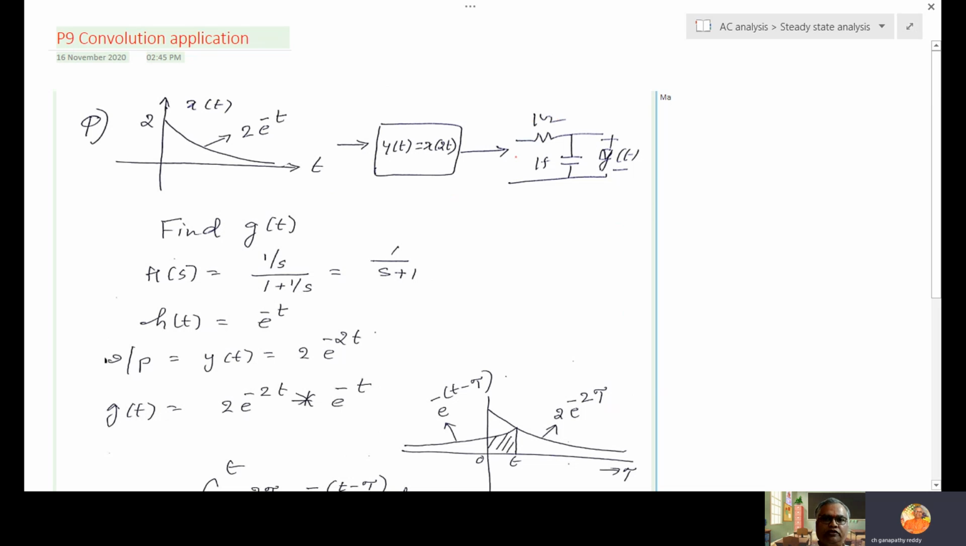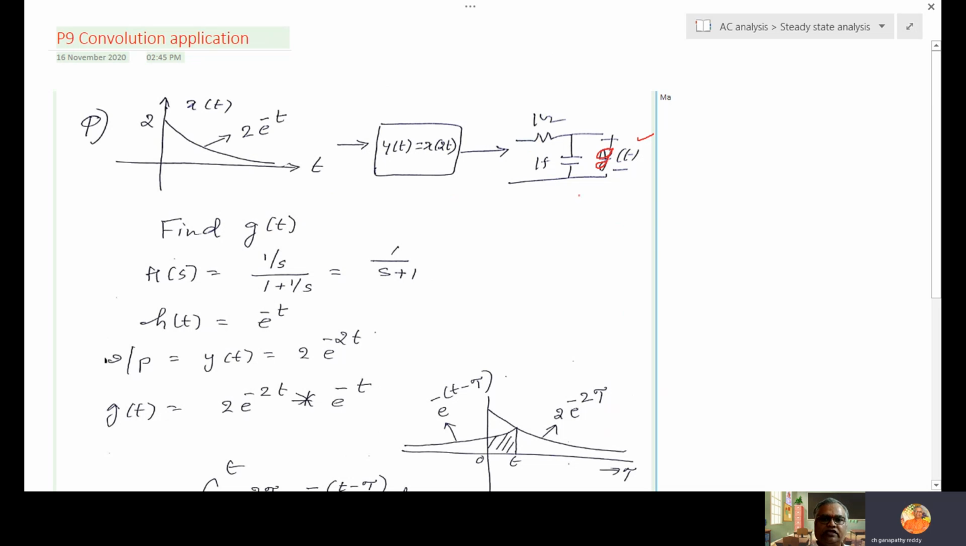What is the input applied to this network? Y of t. But what is y of t? X of 2t. X of t is given, x of 2t is applied as the input to the circuit, and we want to find the output g of t. So g of t is the question. We have to find the g of t.